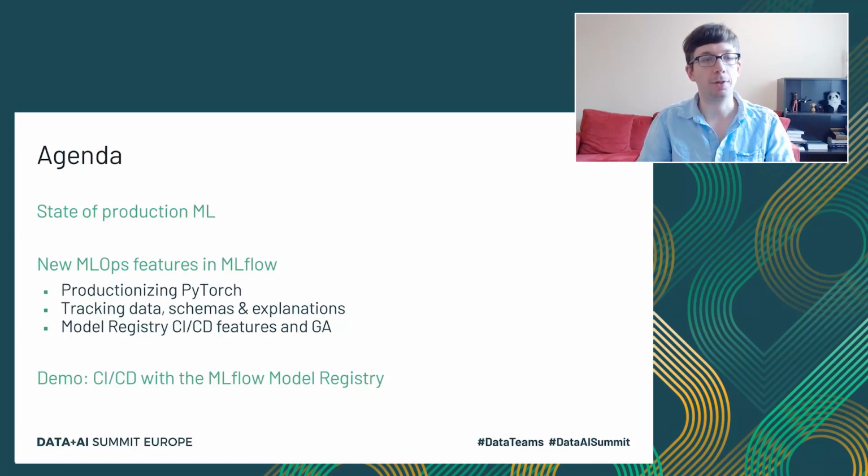Hi everyone. I'm excited to talk today about taking machine learning to production with new additions to MLflow. So in today's talk, I'm going to go through a few items. First, I'll talk about the state of production machine learning, and then I'll talk about three new sets of MLOps features in the MLflow project to help with that, namely productionizing PyTorch through a deep integration with MLflow, tracking data, schemas, and explanation, and finally new features in the Model Registry for continuous integration and deployment and general availability of the Model Registry on Databricks. And we'll end with a demo of these new CI/CD features on Databricks.